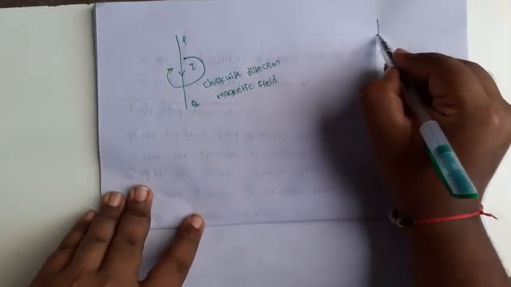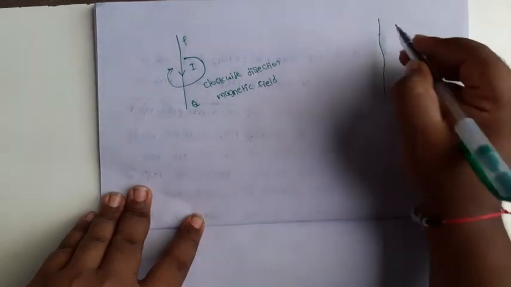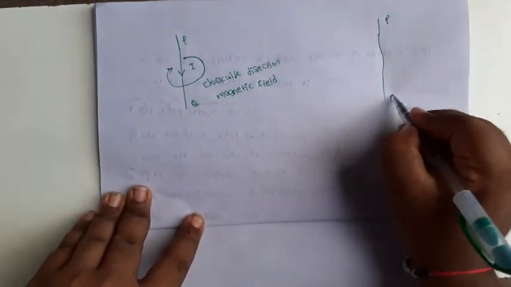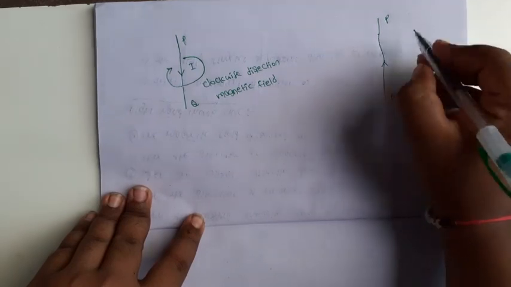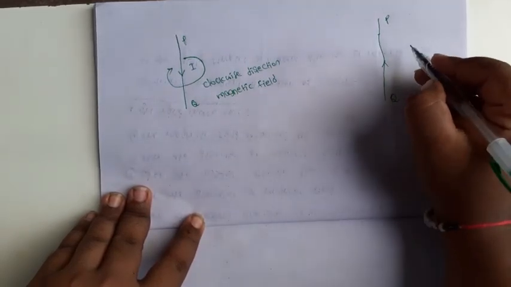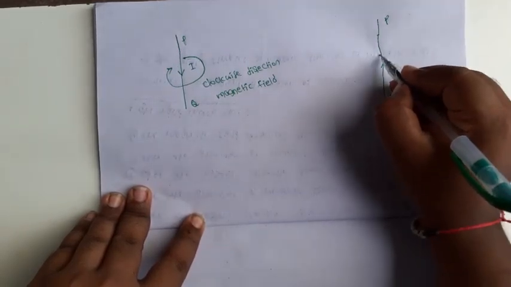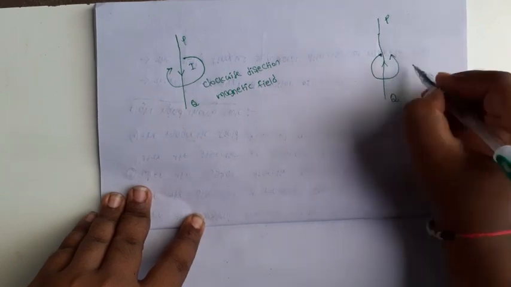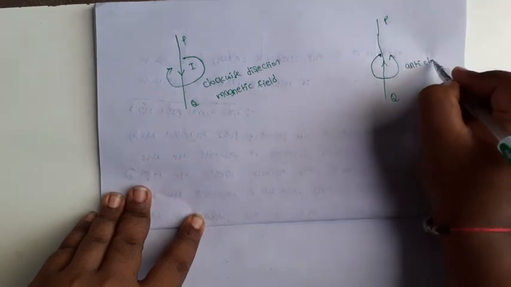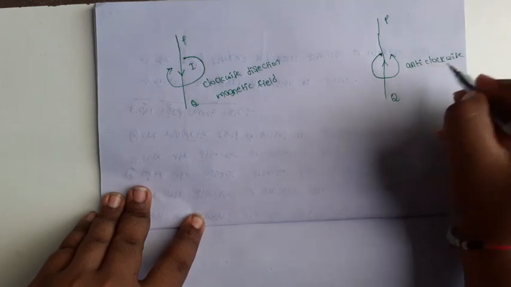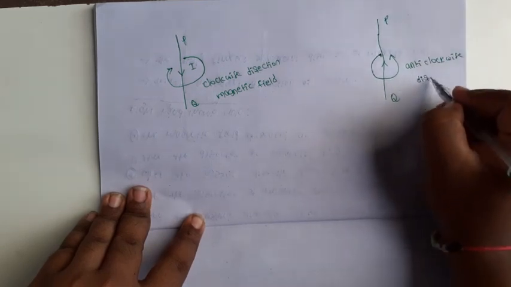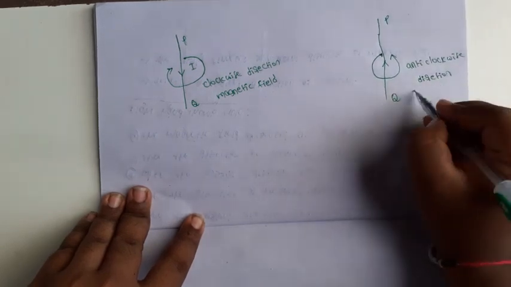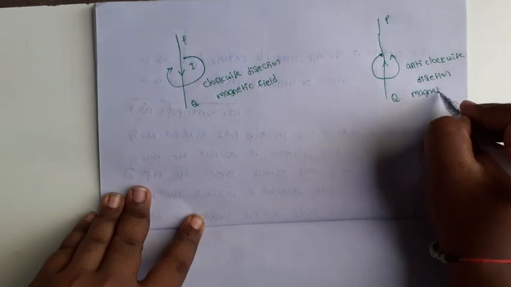Now for the same conductor, the current direction is reversed, Q to P. So current is moving in the upward direction. In that situation, what about the magnetic field direction? Anti-clockwise direction. Anti-clockwise direction of the magnetic field.